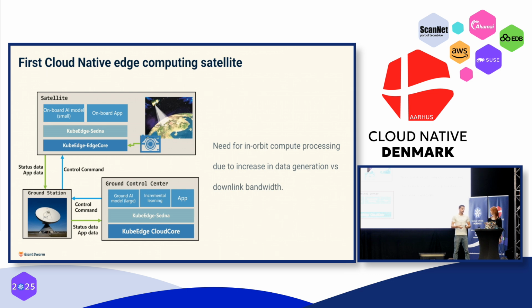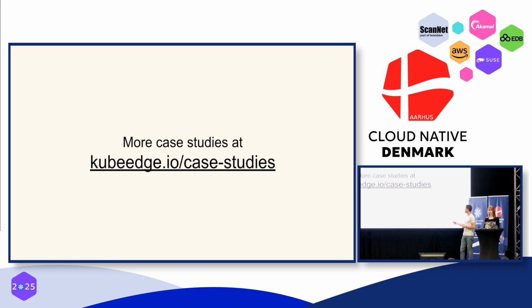And it's said to have reduced disaster response time from days to hours, and the data transmission by around 90%, which is kind of significant when you take into account downlink quality in satellites. So that was a pretty interesting one. If you want to know more, there's more case studies on the public website, kubeedge.io/case-studies. There's quite a few, but these two were the pretty significant.